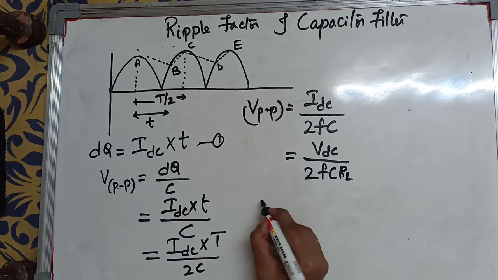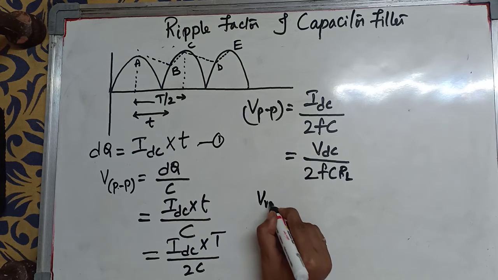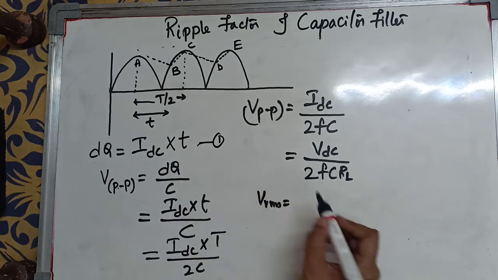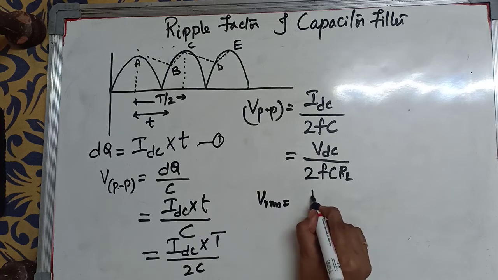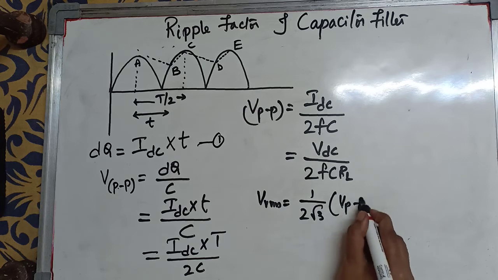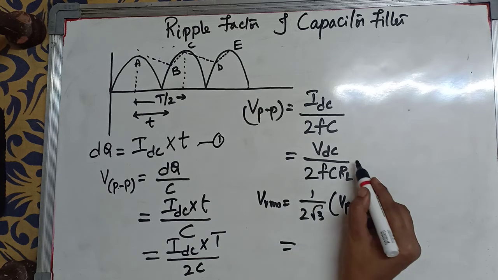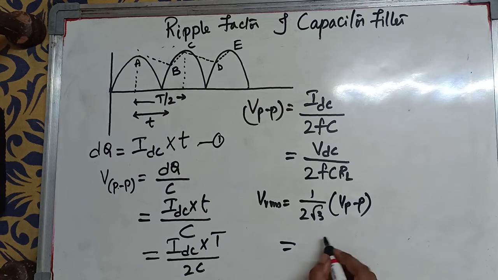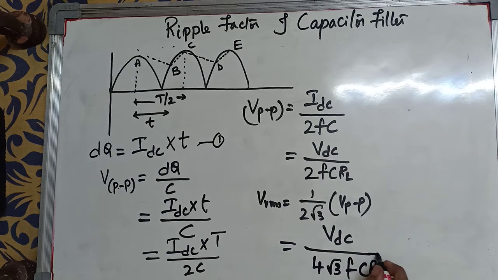Now the RMS value of peak to peak current can be written as, because it is a triangular waveform, the RMS value is given by 1 by 2 root 3 times of peak to peak value. So therefore by multiplying this with 1 by 2 root 3, we get VDC by, multiply with 2 root 3, you will get 1 by, this is 4 root 3 into FCRL. Let us consider this as equation 2.